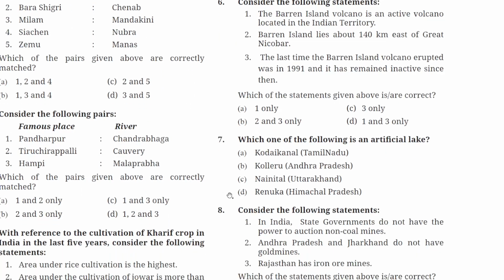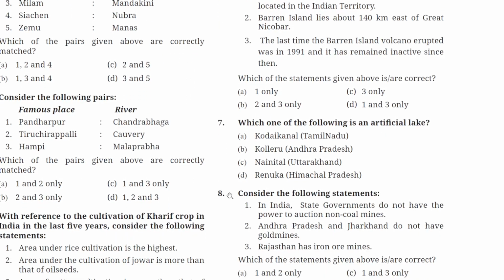Which one of the following is an artificial lake? Lakes are very important here. Kodaikanal, Kolleru, Nainital, and Renuka. So answer is Kodaikanal, Tamil Nadu. Kodaikanal Lake, also known as Kodai Lake, is a man-made lake located in Kodaikanal city in Dindigul district in Tamil Nadu, India. So seventh question answer is Kodaikanal, A.